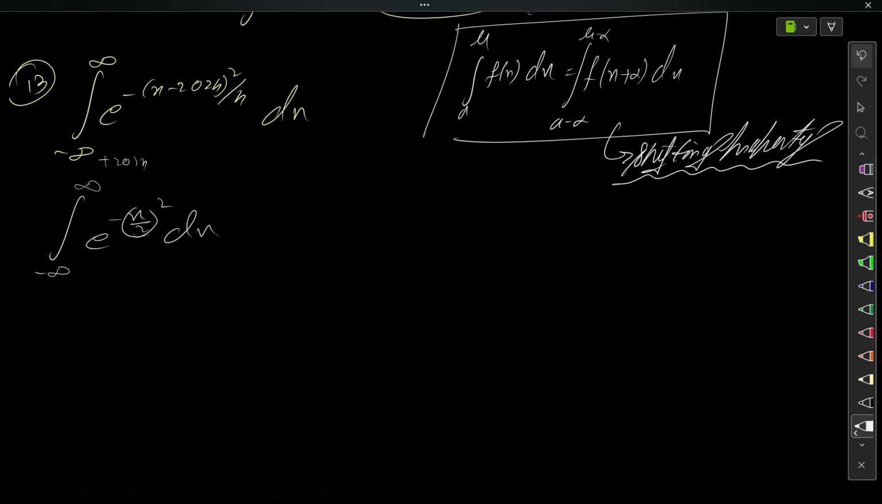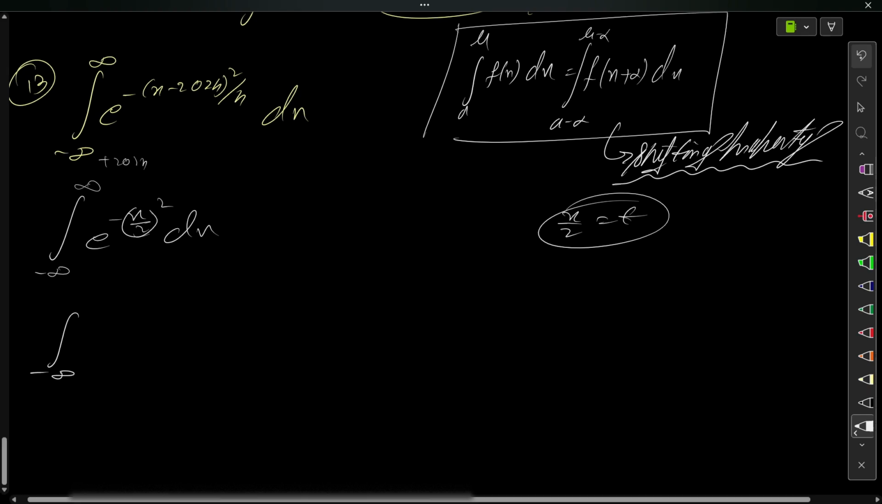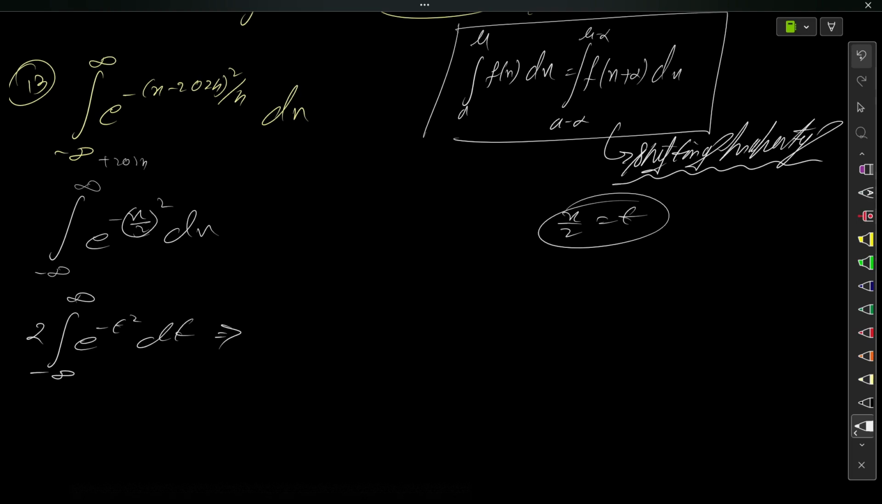Now it's totally sure that this would be solved using the Gaussian integral. So I'll be taking x by 2 as t, right? So negative infinity to infinity, 2 e to the power minus of t square dt. Now dx is equivalent to 2 dt, for your convenience.